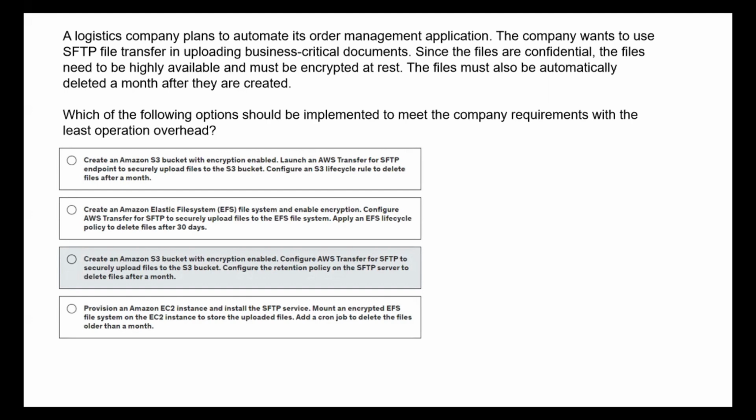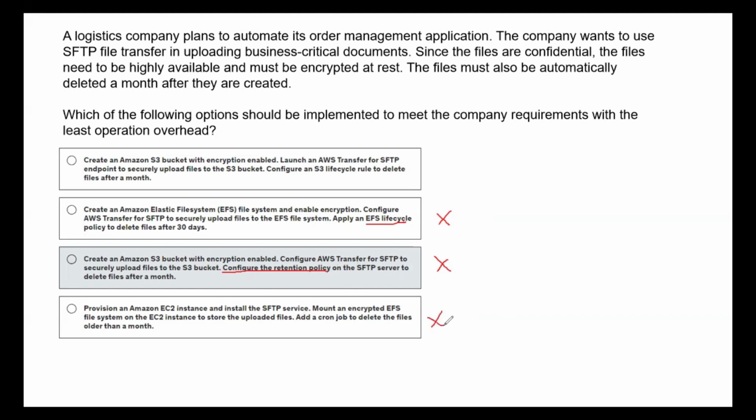Choice 2, create an Elastic File System and enable encryption. Configure AWS Transfer for SFTP to securely upload files to the EFS. Apply an EFS lifecycle policy to delete the files. So there is no such thing as an EFS lifecycle policy to delete files, so let us eliminate this answer. Similarly, this option says configure a retention policy on the SFTP server. We don't create any retention policy on the file server. Similarly, option 4 talks about EFS and adding a cron job to delete the files older than a month.